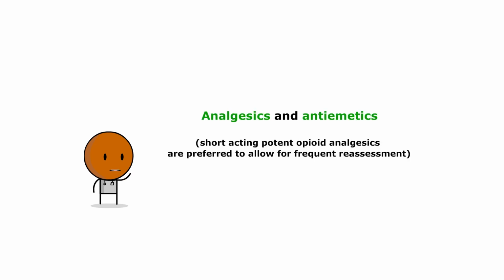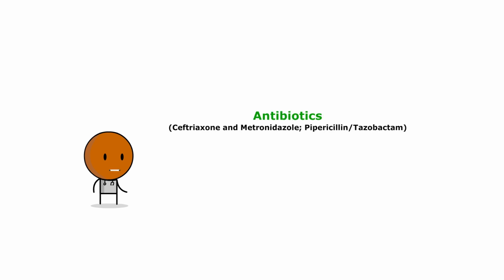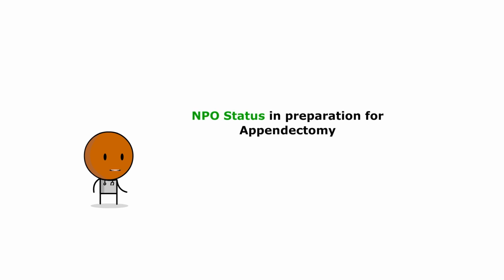Obviously, we're going to be treating these patients with analgesics and antiemetics, and sometimes it's good to note that short-acting, potent opioid analgesics are preferred to allow for more frequent reassessments. We're going to be giving the patient antiemetics such as Zofran or Compazine. We're going to give them a fluid bolus if the patient has been vomiting or evidence of dehydration. We're going to be giving them antibiotics as well, either ceftriaxone and metronidazole or Zosyn. We're obviously going to obtain when they last ate, and from the time they enter into the emergency department, make them NPO, nothing by mouth.